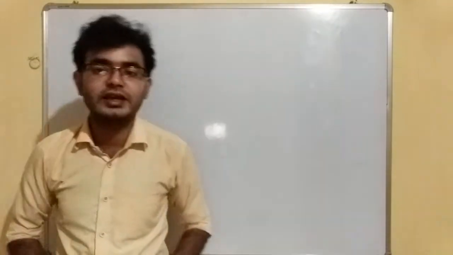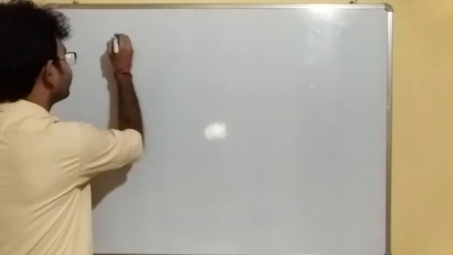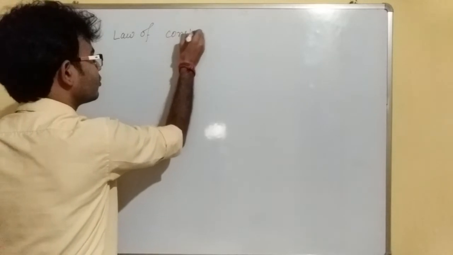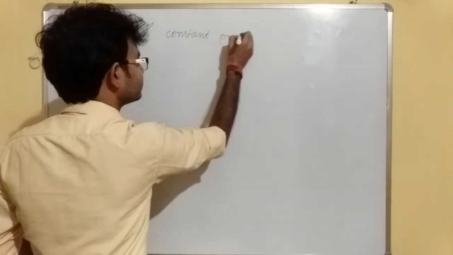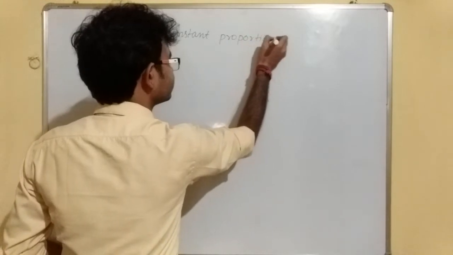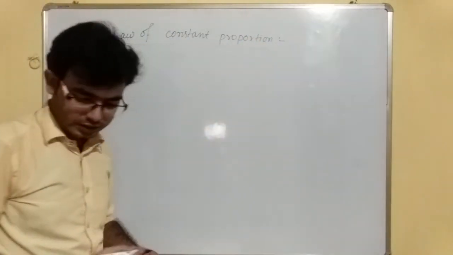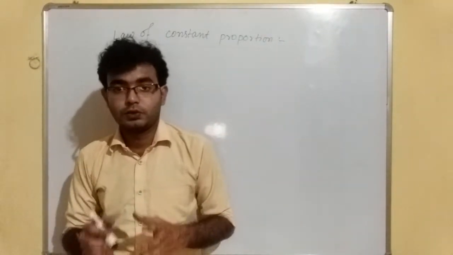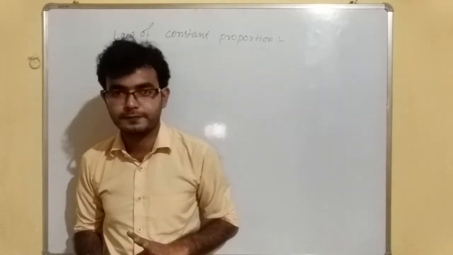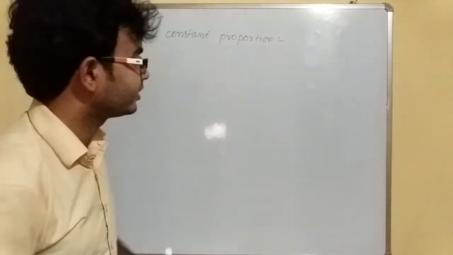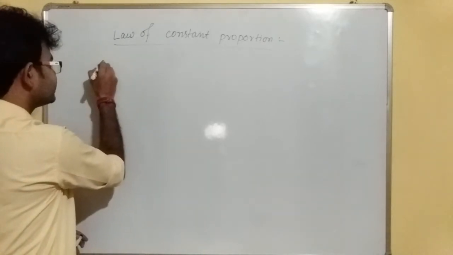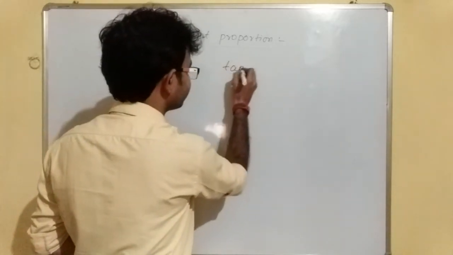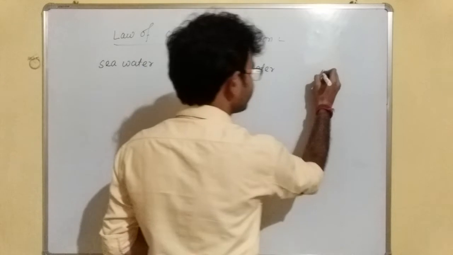So let me proceed to the next law. Today we will discuss the second topic, that is the law of definite proportion or constant proportion. Okay, let me discuss it. Suppose you collect water from 3 different sources. Suppose sea water, you collect tap water, you also collect the pond water.